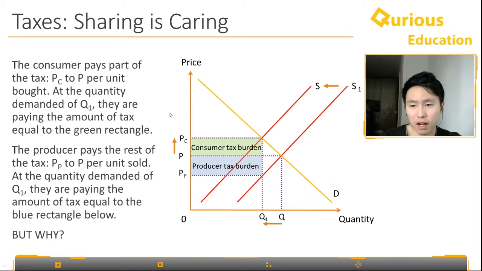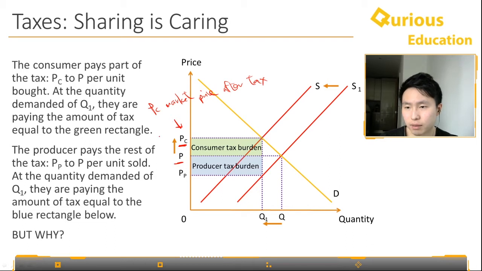Similarly, we'll be able to show how the tax burden is shared between the consumer and the producer within a tax diagram. So we can see here that the market price has increased from P to PC. This one here would be the market price. PC is the market price after tax, and then P is the original market price. So we can see in the diagram that the market price has increased, but essentially the consumer is paying for all of this, right?